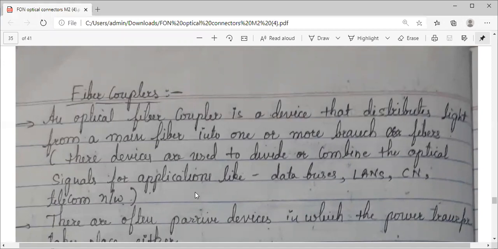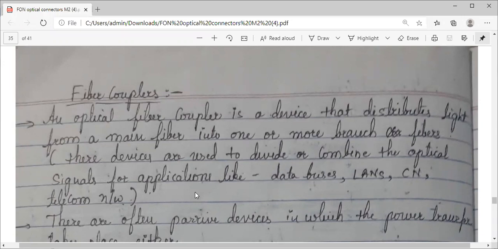Then we saw some fiber connectors, and in the previous session we saw splices as well as connectors. There's a slight difference. Splices means that with a splicing technique, you connect the end faces of different fibers permanently. It's a permanent joint. In case of connectors, it is a demountable joint. You can remove, connect, disconnect. That is the flexibility that you have in case of connectors.